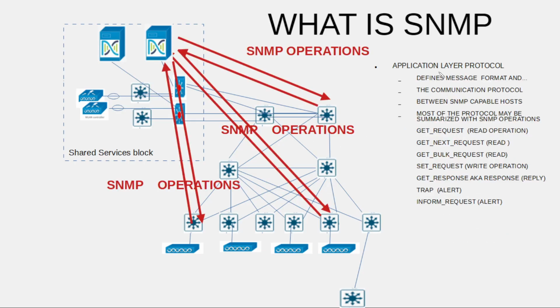Now, given SNMP is an application layer protocol, it has to be really detailed as to the format of the messages that hosts are going to be exchanging and the order in which these packets are going to be exchanged. We can summarize most of the protocol with these SNMP operations. We have get request, get next request, and get bulk request. These are read operations. We have set request, which is a write operation, and get response, which was later renamed just response, which is a reply. And we have a couple of alerts, which are traps and inform requests.